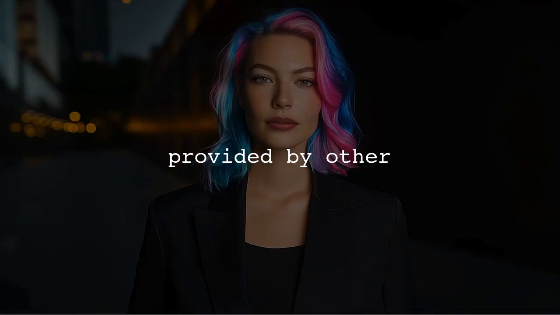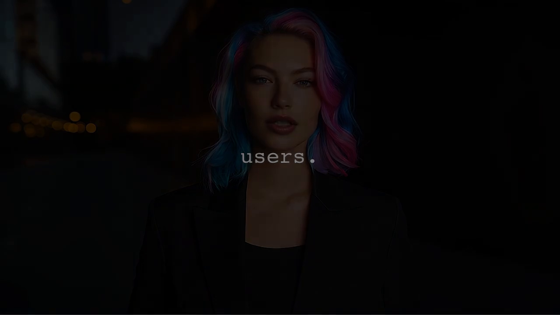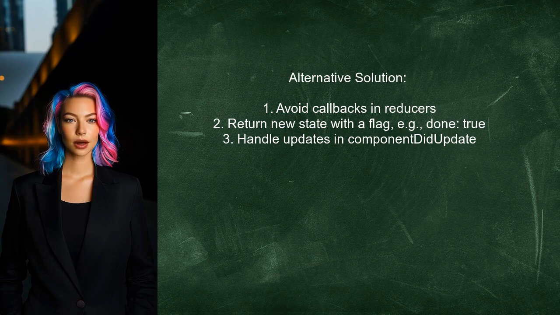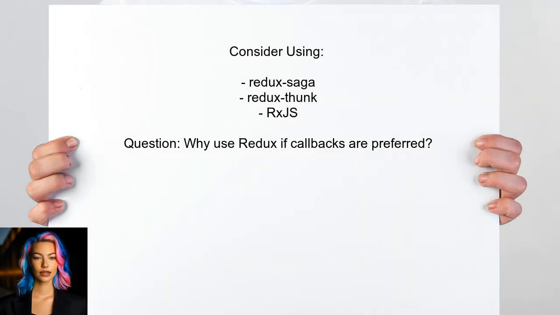Now let's look at the answers provided by other users. This user suggests that adding callbacks in Redux can introduce side effects. Instead, they recommend returning a new state with a flag like done: true and handling the response in componentDidUpdate. For managing asynchronous actions and side effects, they recommend using libraries like Redux Saga, Redux Thunk, or RxJS. They question the need for Redux if callbacks are preferred.